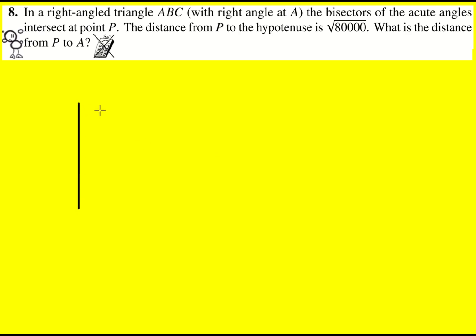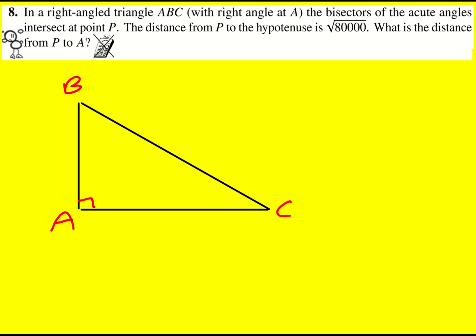I'm going to draw the right angle triangle. So I've put the right angle here. And that means this is A, and this can be B, and this can be C. So we're then told we've got bisectors of the angles, the acute angles rather, intersecting at point P.